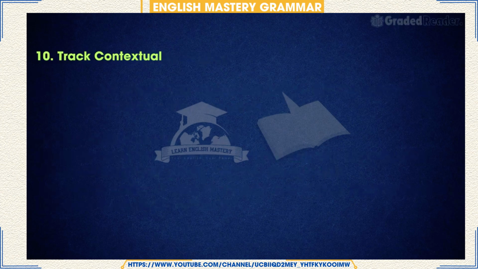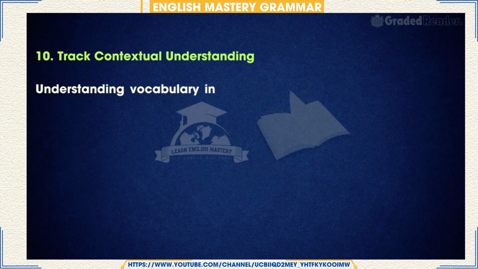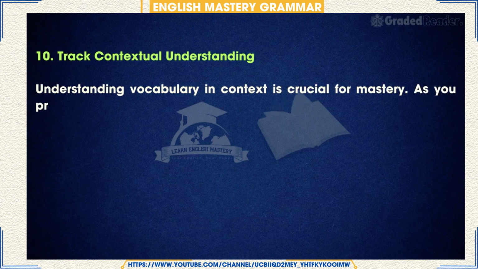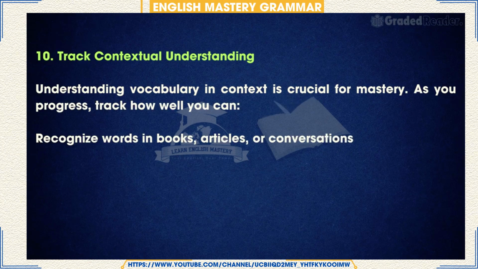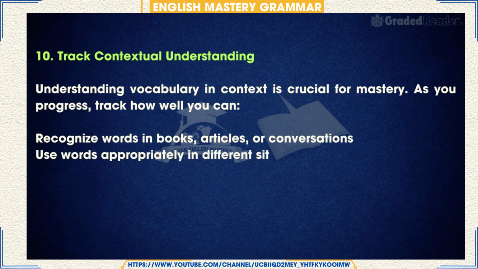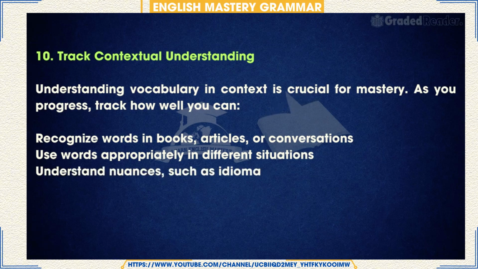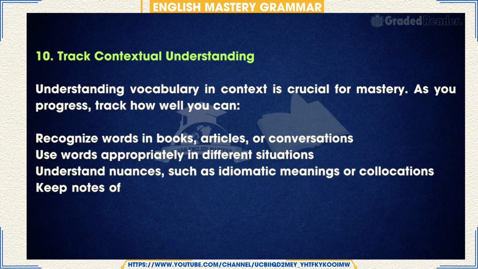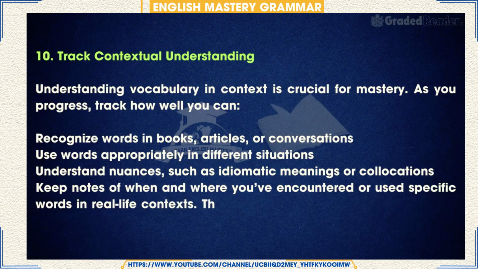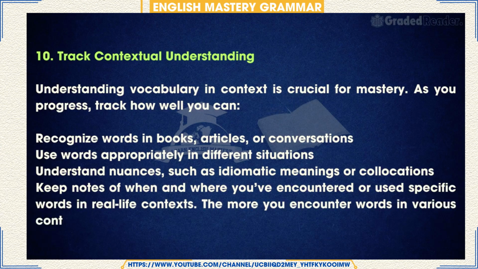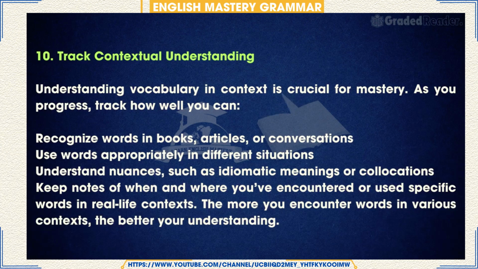10. Track contextual understanding. Understanding vocabulary in context is crucial for mastery. As you progress, track how well you can recognize words in books, articles, or conversations. Use words appropriately in different situations. Understand nuances, such as idiomatic meanings or collocations. Keep notes of when and where you've encountered or used specific words in real-life contexts. The more you encounter words in various contexts, the better your understanding.